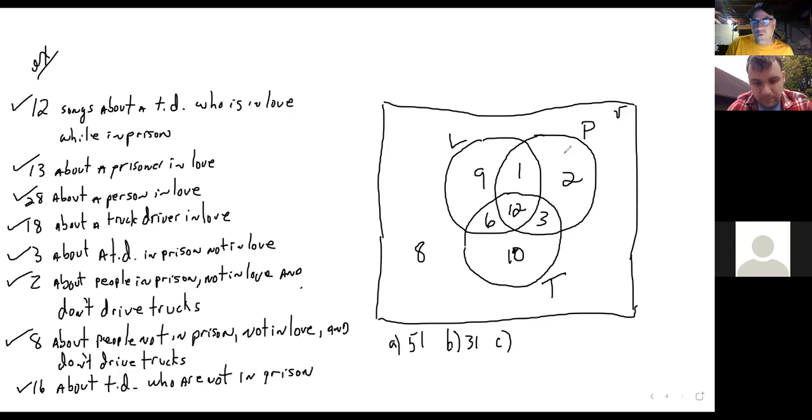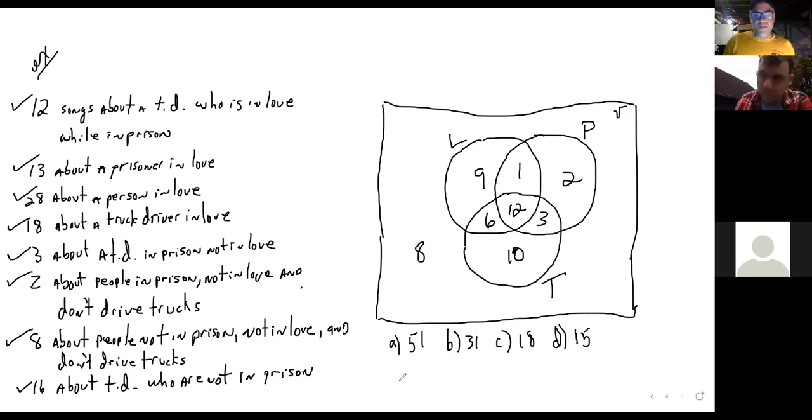So that would be the 4 regions comprising P. 3, 6, so 18. Adding up these 4 numbers. Truck drivers in prison. So you would have to be in the set P and the set T. So it'd be 12 plus 3 or 15.